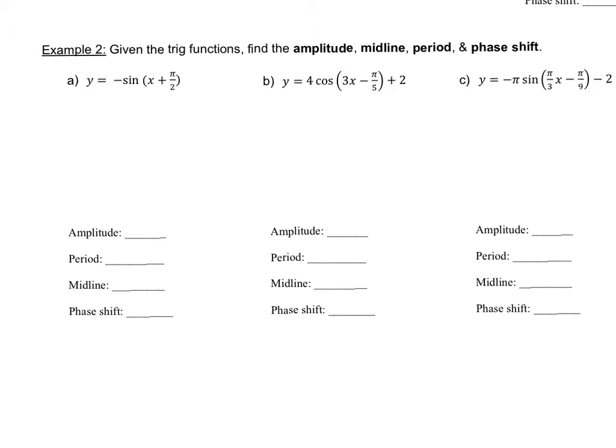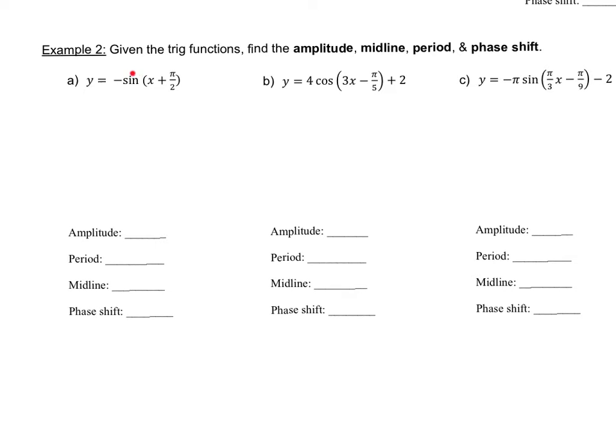So in this example, we are not going to be graphing. Instead, we're just labeling the amplitude, period, midline, and phase shift. I really want us to get comfortable with being able to look at a trig function and grab those four components, because those four components help you build a graph. If you're able to extract those items, you're able to build a graph much easier. So let's start with part A here.